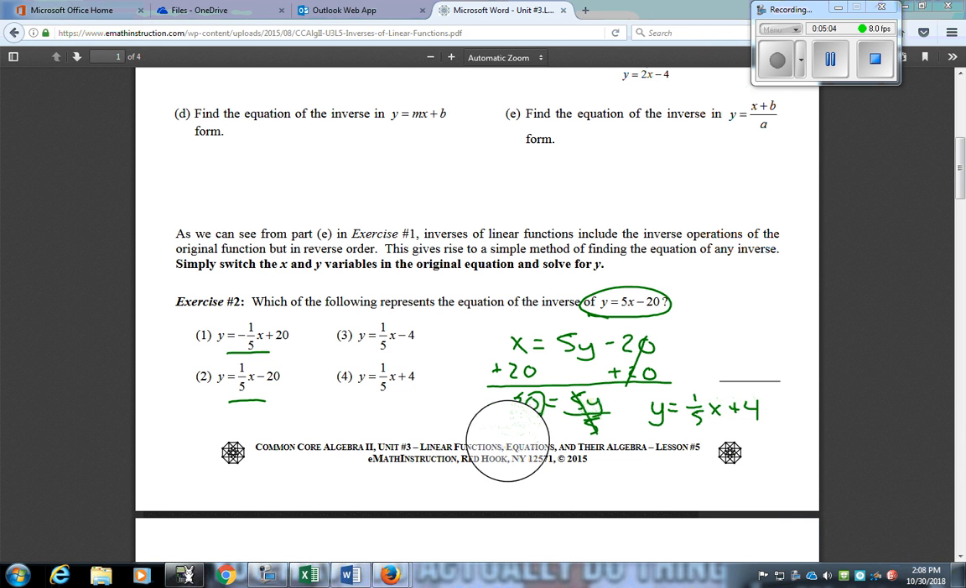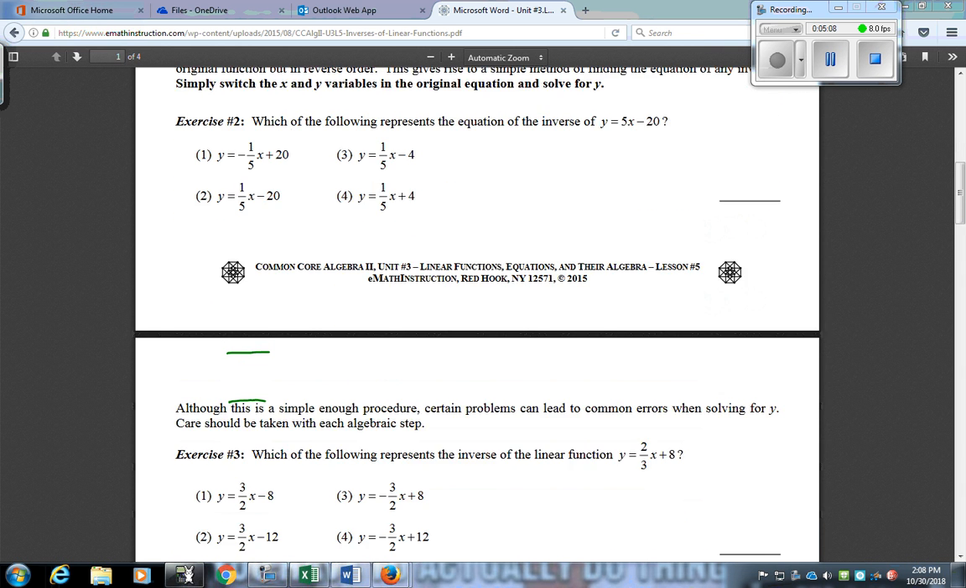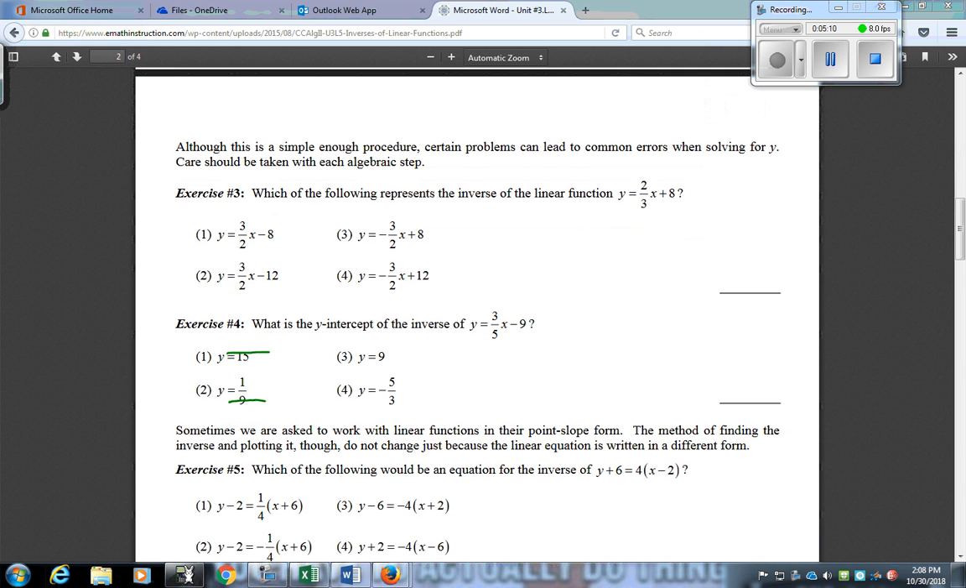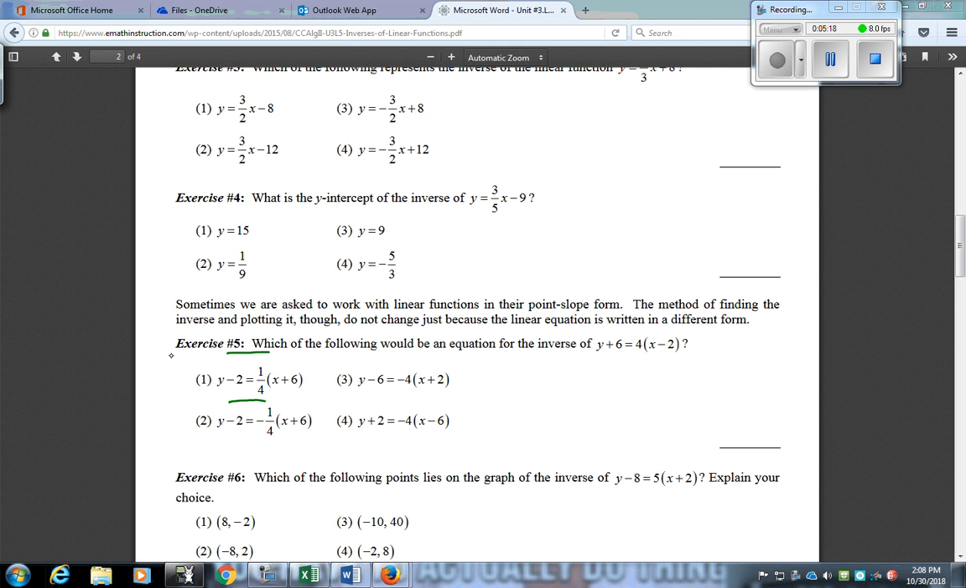We'll look at one now where you don't have that slope-intercept form. Now 3 is pretty similar to 2, so we're going to skip over 3. And 4 is similar as well. Again, it's asking for the y-intercept. If it's asking for that y-intercept, when you get that inverse, it's all about that b value. That's your y-intercept.